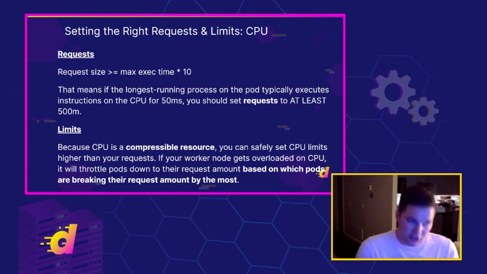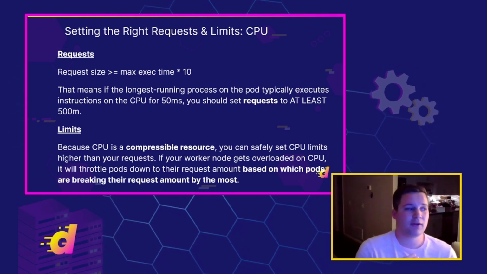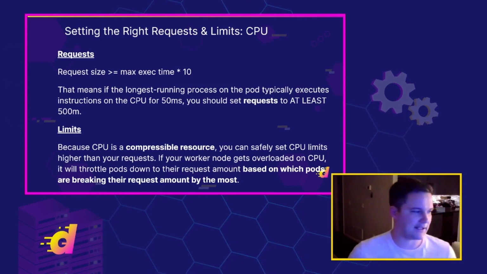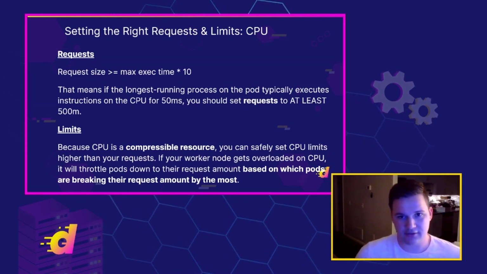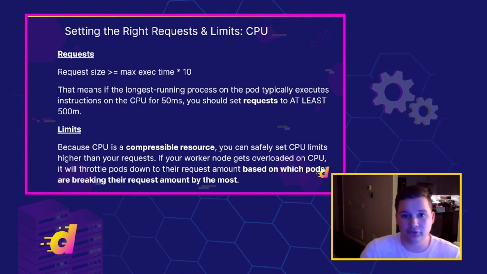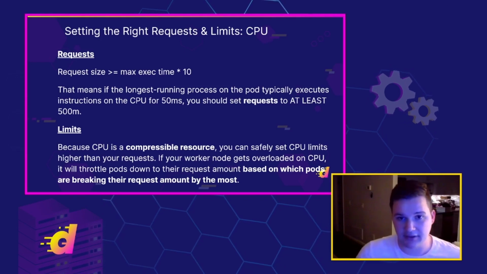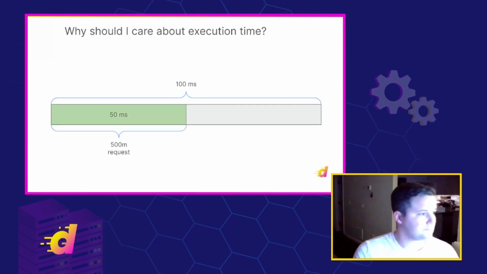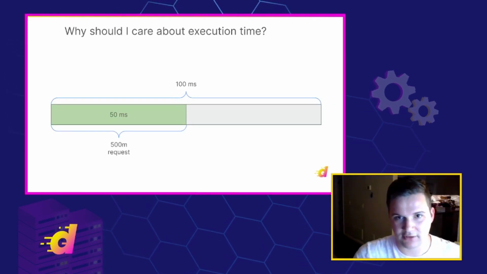So if your longest running process on a pod typically executes instructions for 50 milliseconds, you should set requests to at least 500 M. Hope that makes sense. We'll explain why in a second. Because CPU is a compressible resource, which means we can add more CPU to a node than it has in requests, and the scheduler will try and break up the request based on those requirements.